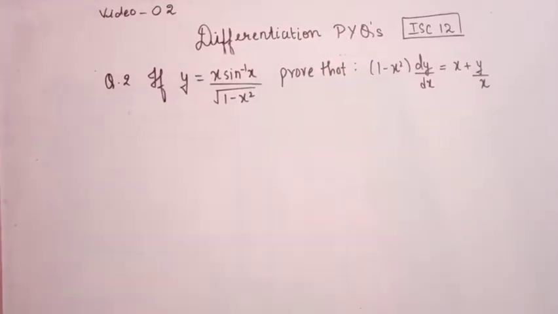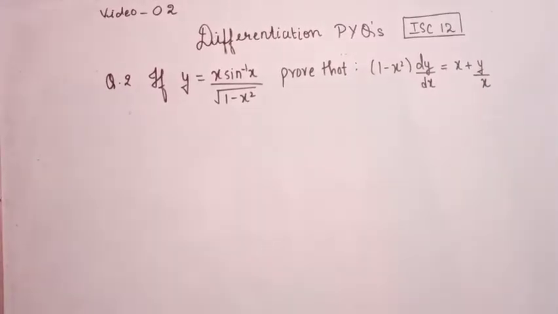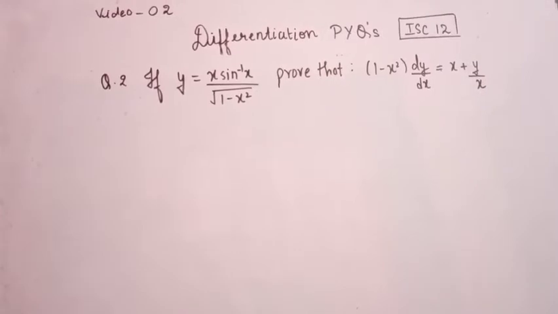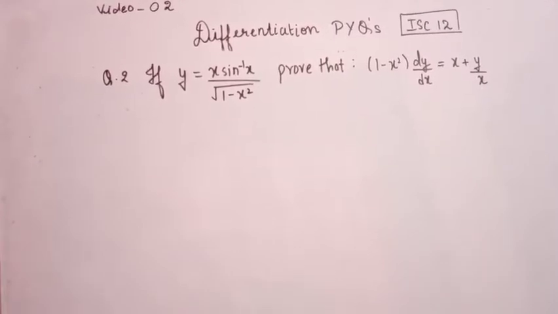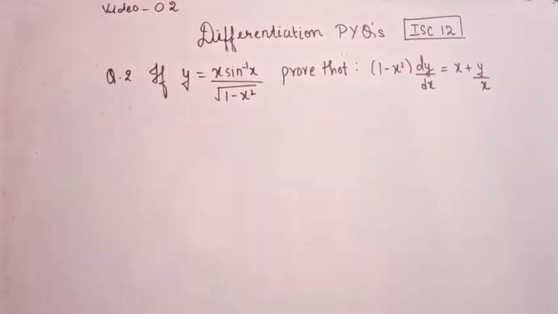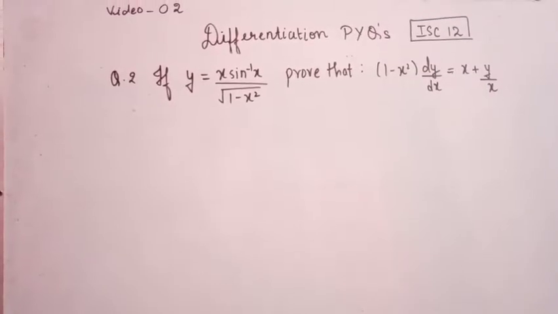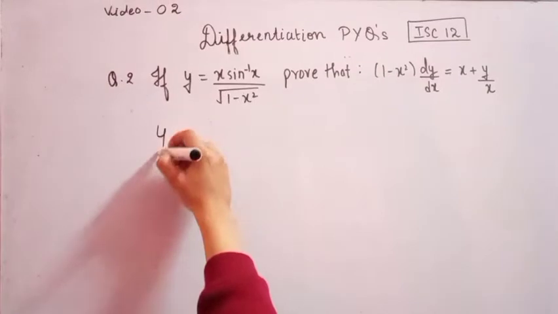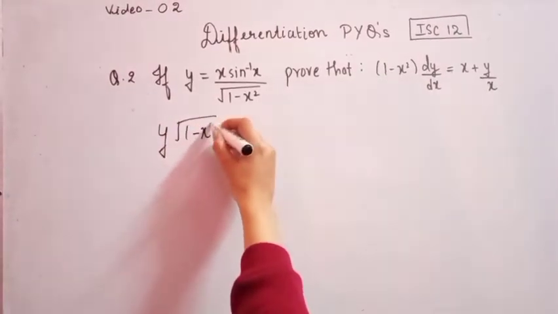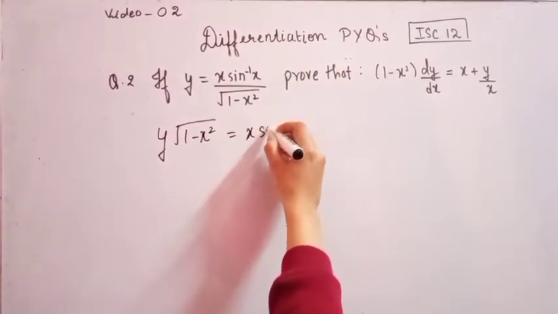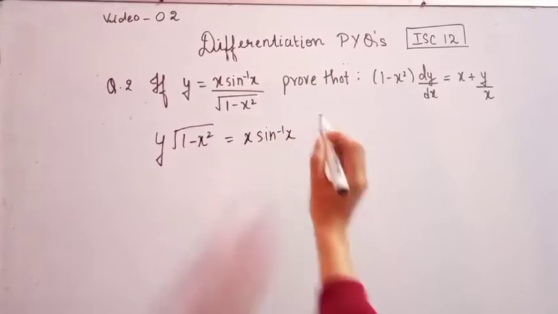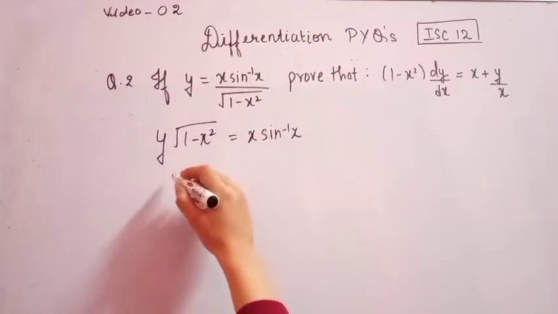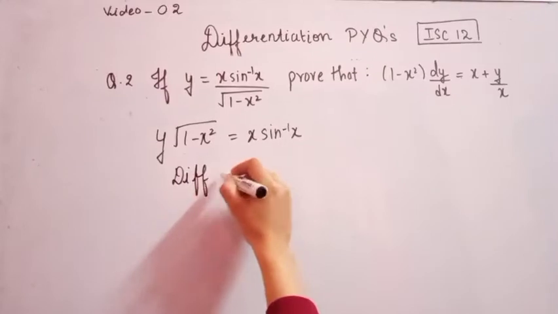y equals x sine inverse x upon under root of 1 minus x square. Prove that (1 minus x square) dy by dx is equal to x plus y by x. So we'll be starting with the solution part. What we need to do, the first step is taking this portion to the left hand side. It becomes y under root of 1 minus x square equals x sine inverse x. Now differentiating both sides with respect to x.